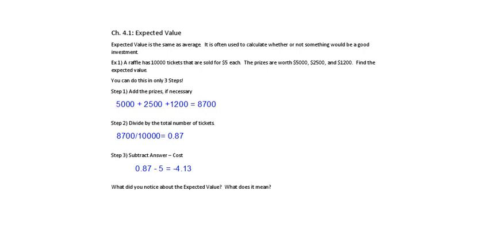Now, I know what you're thinking. You notice that the expected value is negative, and you're probably wondering, what does that mean? When an expected value is negative, that means in the long run, you are likely to lose money. And that's all it means.